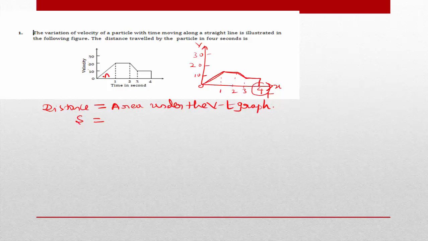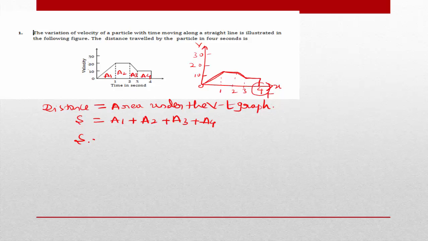Here this is the area A1. This is area A2, this is area A3 and this is area A4. These are the areas: first area, this is the area of triangle, the area of rectangle, area of trapezium, and this is the area of rectangle, right? Area under the VT graph, that is S equal to A1 plus A2 plus A3 plus A4.